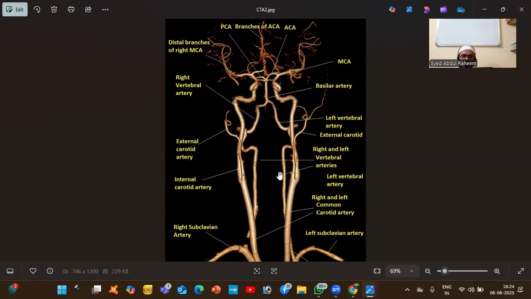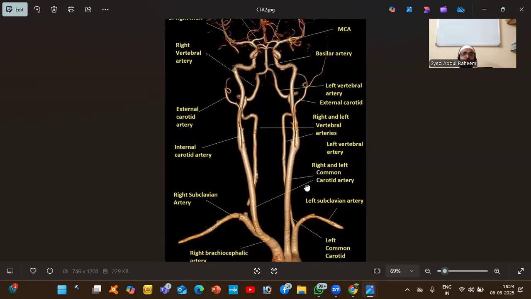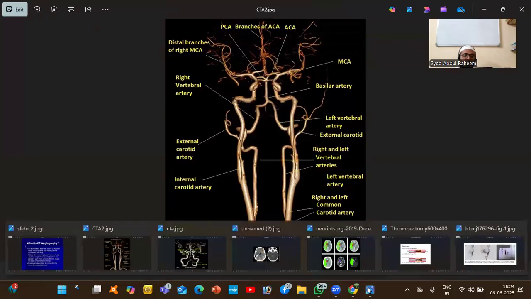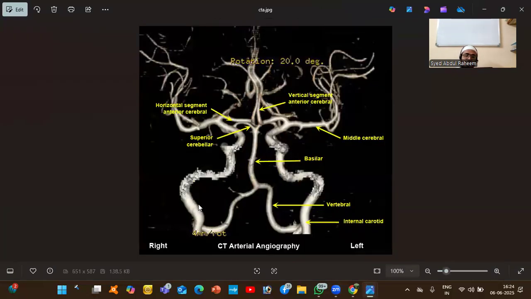Other than that, you are able to see other vessels. So these are the blood supply to the brain, very, very important. Now you can see another image that is black and white. This image also shows the blood supply of the brain: the same posterior, anterior, and middle cerebral arteries, right side and left side. So this is the blood supply to the brain.